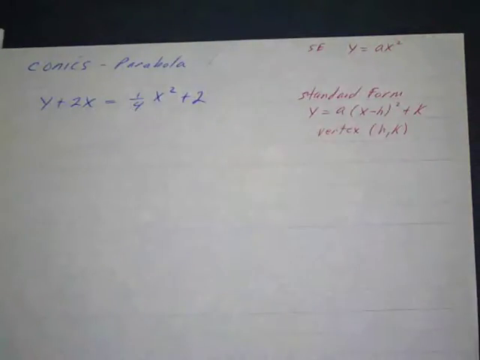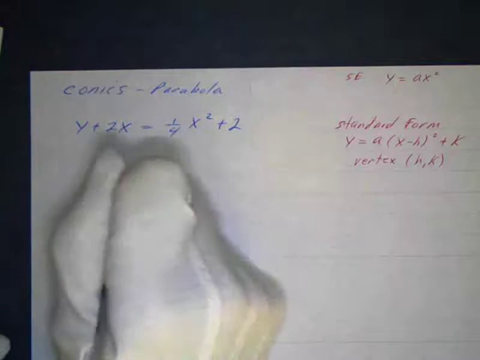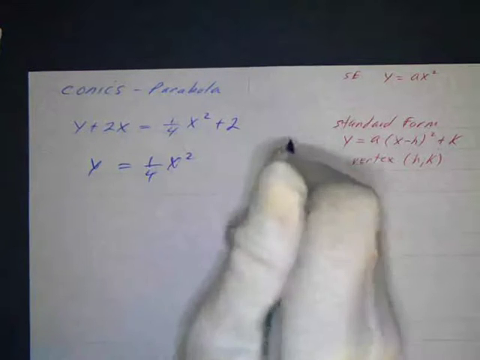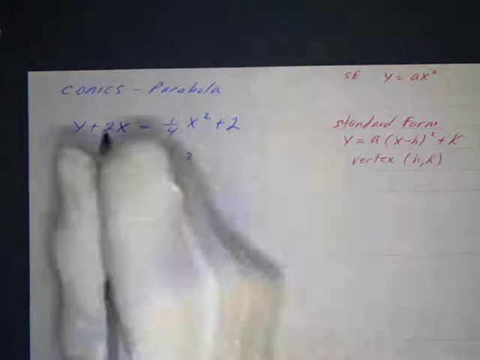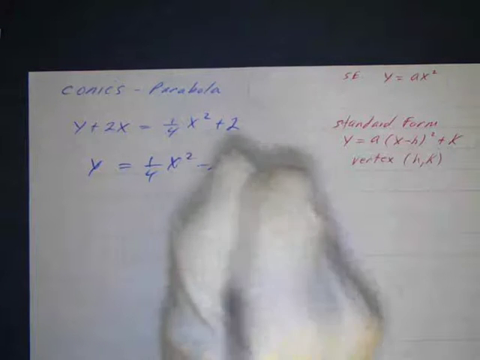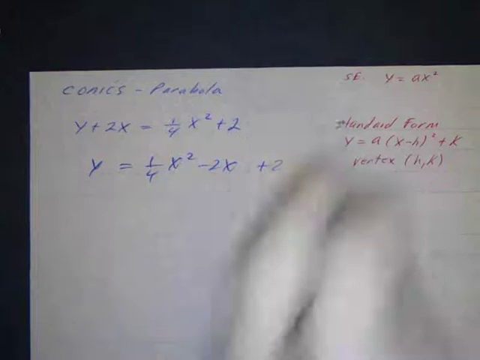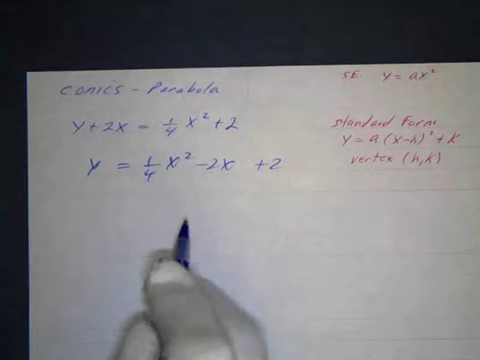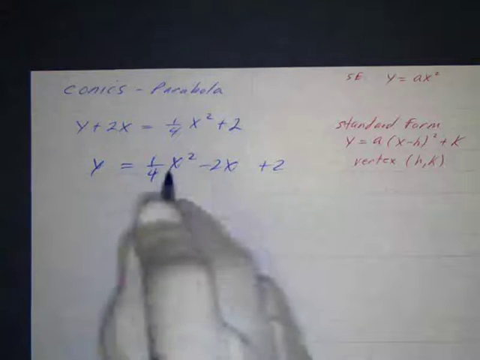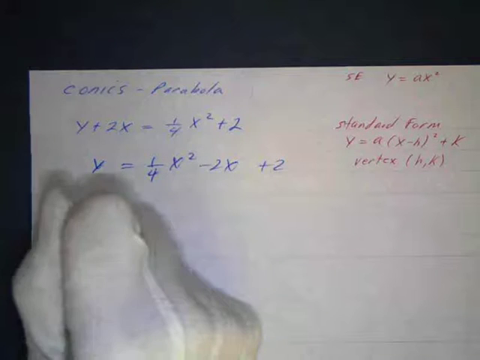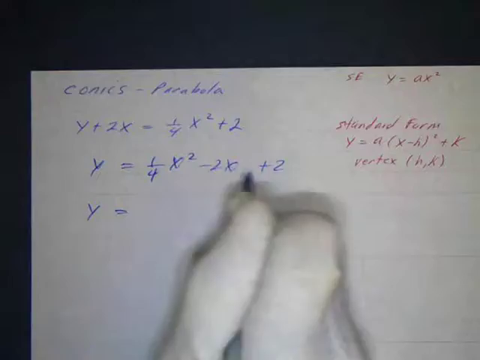So first of all, try to get all my numbers on the right. So y equals 1/4 x squared minus 2x plus 2. Leave a little space here. Then I'm going to try to factor out the 1/4, so I just have a 1 in front of the x, so it'll be easier to complete the square to get rid of this linear term.